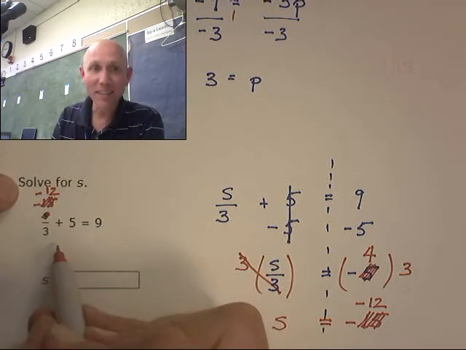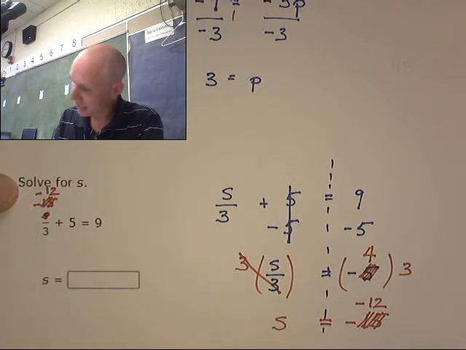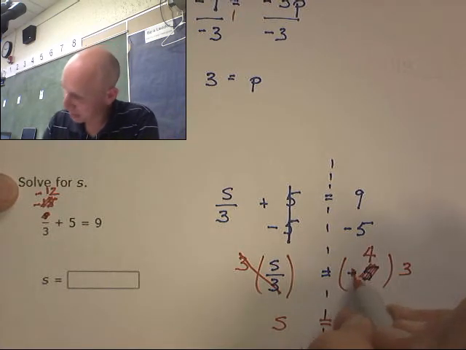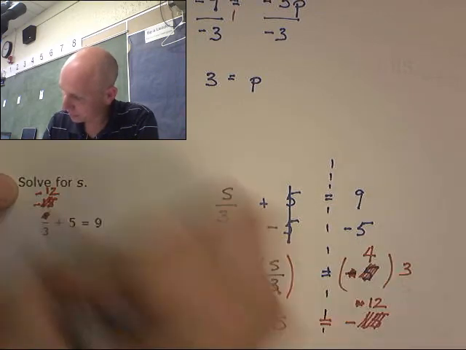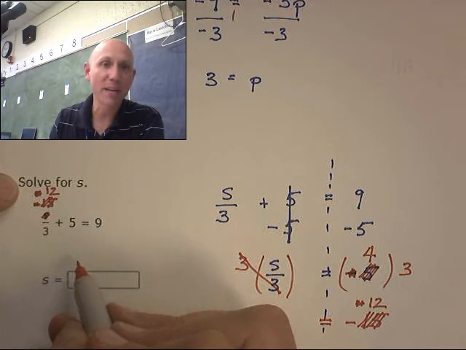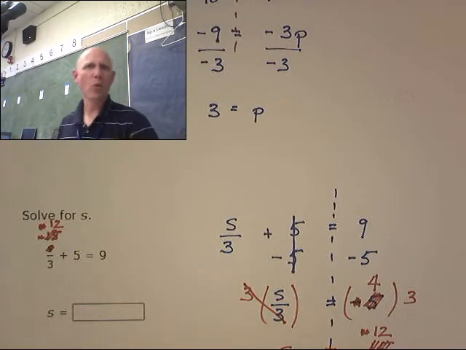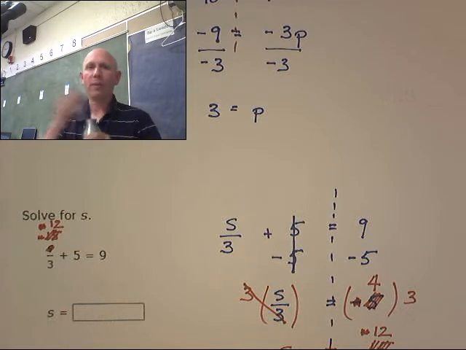Okay, so what's negative 12 divided by 3? Where am I getting a negative from? This is a positive. Oh my goodness. Positive 12, positive 12. Positive 12 divided by 3 is 4. 4 plus 5 is 9. Check your work, man. Dude, Mr. Barre, go home.